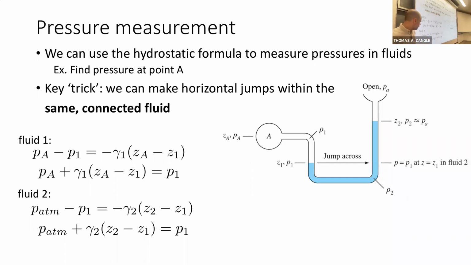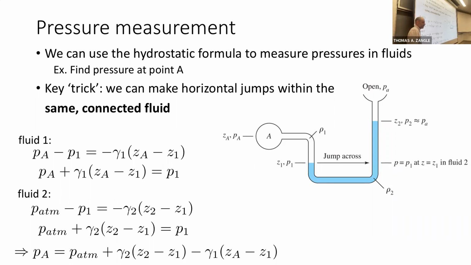And now I can put this all together and solve for PA in terms of all of my other variables. So I can find the pressure within this bulb as a function of my atmospheric pressure, my gamma 1, my gamma 2, and my elevations.